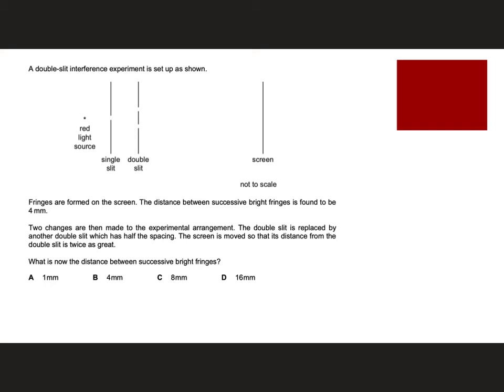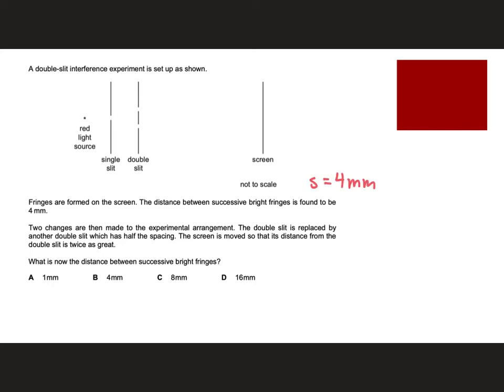Okay, so let's try this out with a multiple choice question. Fringes are formed on the screen, so you have a single slit which will make our light coherent when it lands then on the double slit, and we have a screen farther away for us to see the light. Remember, you can't see light unless it interacts with matter. So that's why when you have a laser pointer, you don't see it until it hits the screen.